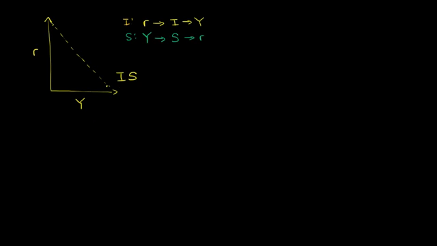Now what I want to talk about is the LM curve. Let me draw a little line over here, although I'm going to plot it on top of this so that we can start thinking about the equilibrium level of real interest rate and real GDP. So the LM curve, LM stands for liquidity preference money supply.